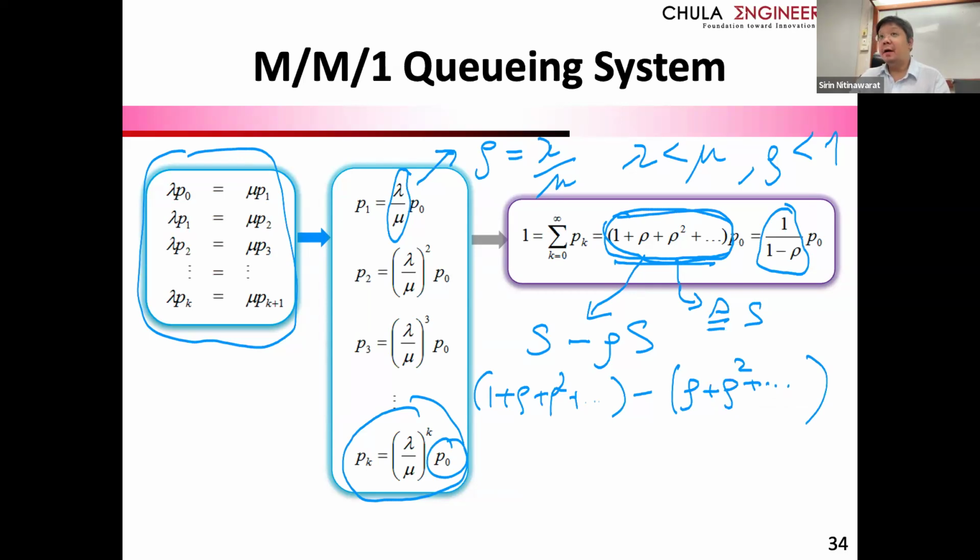Remember, both go on forever, right? Whatever happened here will happen here as well. It's just one term earlier, right? So all the other terms are cancelled except for this one, right? So that means 1 minus rho times S. S minus rho times S is equal to 1, right? So then S must be equal to 1 over 1 minus rho, right? And that is S, right?